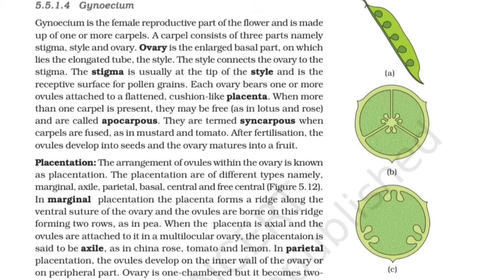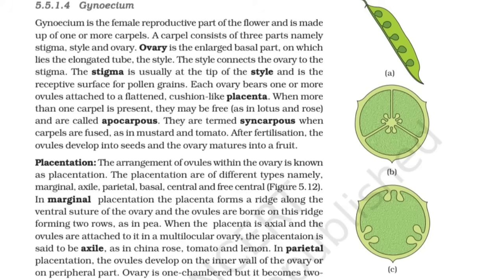Placentation. The arrangement of ovules within the ovary is known as placentation. The placentation are of different types, namely marginal, axile, parietal, basal, and free central. In marginal placentation, the placenta forms a ridge along the ventral suture of the ovary, and the ovules are borne on this ridge, forming 2 rows, as in pea. When the placenta is axial, and the ovules are attached to it in a multilocular ovary, the placentation is said to be axile, as in China rose, tomato, and lemon.